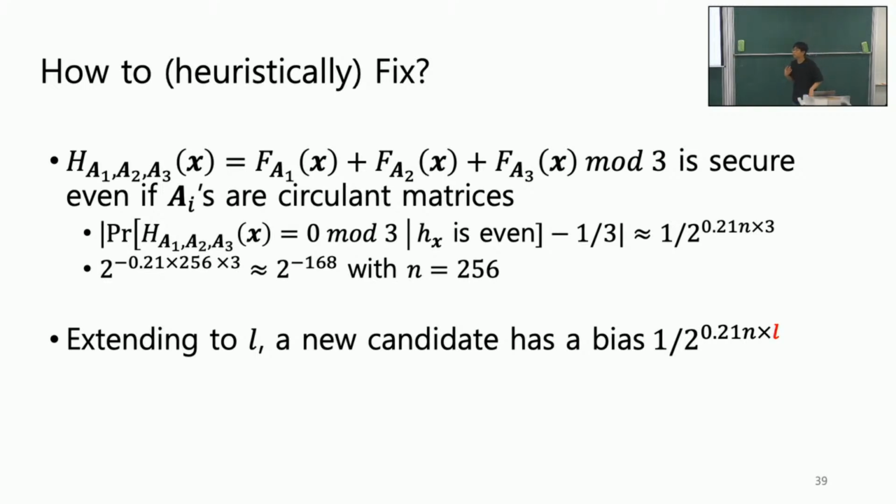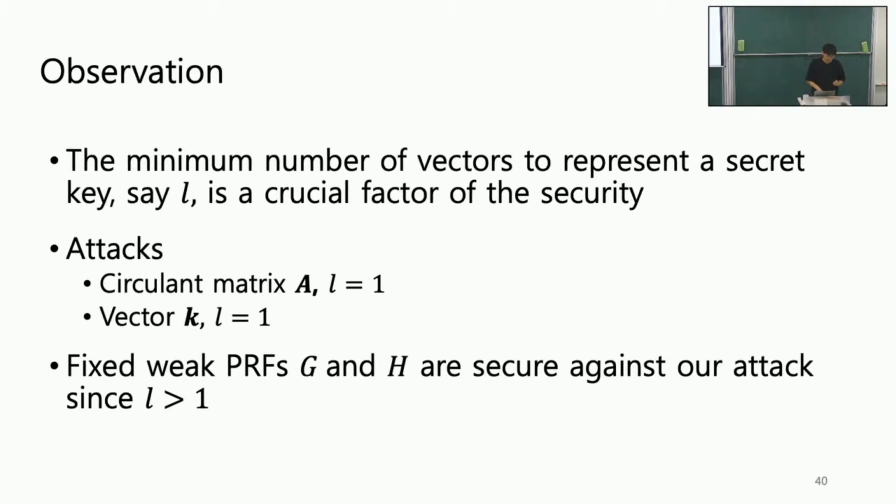From attacks and fixes, we can observe that the minimum number of vectors to represent a secret key, which we denote L, is a crucial factor of the security of weak random functions. For attack cases, the circulant matrix A and vector K are both the case of L = 1, and our fixed candidates G and H are secure against our attack since they use 3 secret keys.